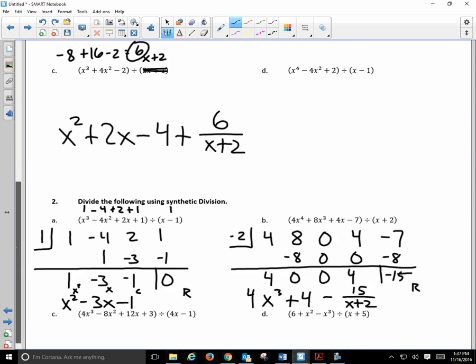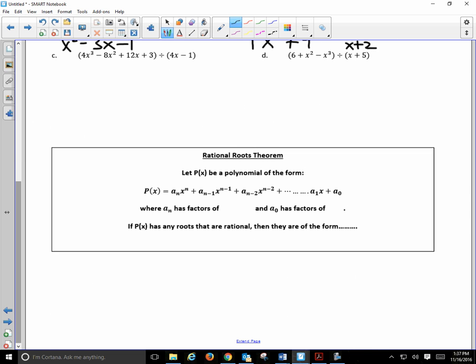What's different about letter C? Very good. 1/4 is going to be the number that I put up there in that box. Got a 4, a -8, a 12, and a 3.